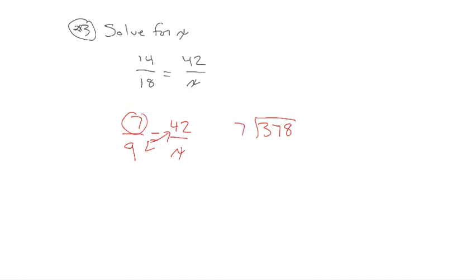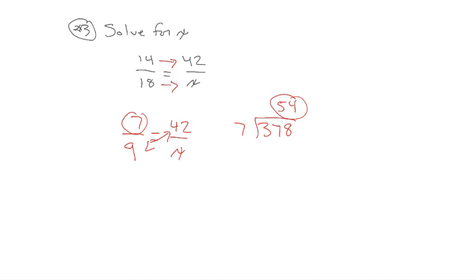378 divided by 7 is 54. And that ends up being the answer. 14 over 18 equals 42 over 54. Now another way to look at this is to know that 14 is actually a factor of 42. So if we know that 14 times 3 is 42, then we can multiply 18 times 3 to get 54, and that would be our answer also.